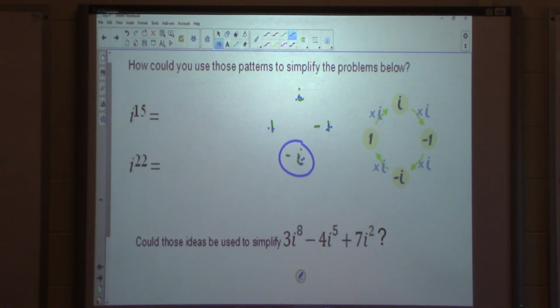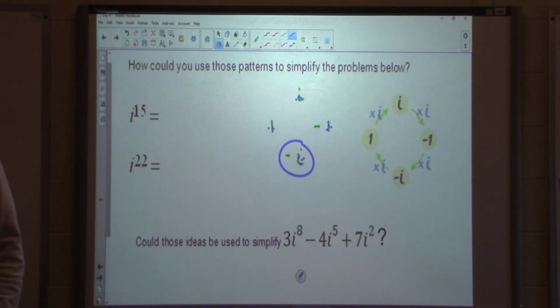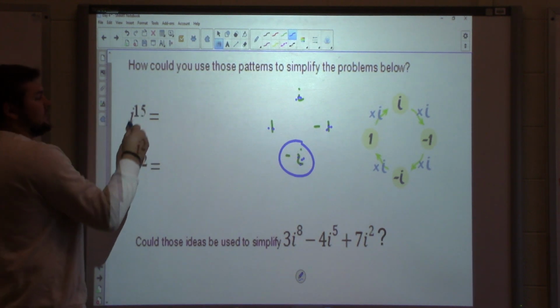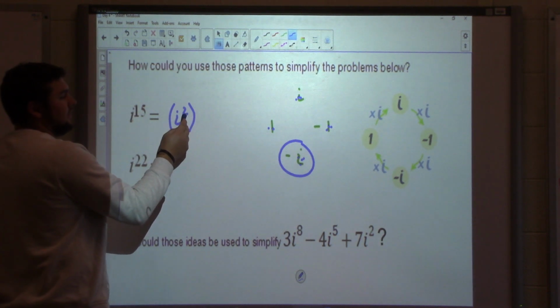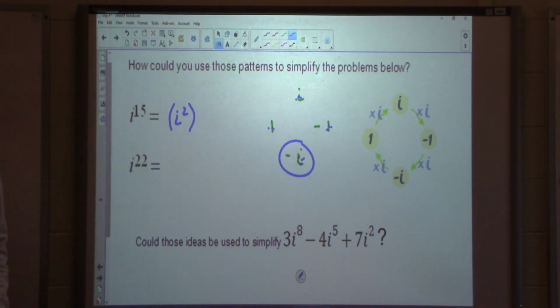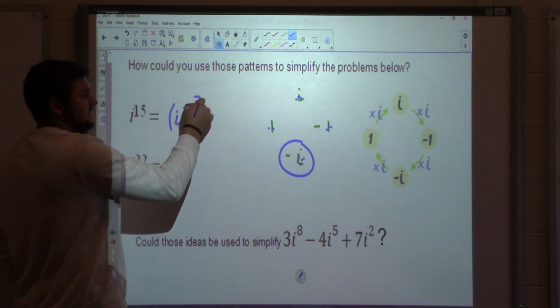I think it's a little quicker and easier, but it's all up to you, depending on how you feel, right? So I use i squared because we know what i squared equals. It's negative 1. So if I have i to the 15th, I'm going to take i squared, and think to myself, how many times does 2 go into 15? It goes in 7 times, right?